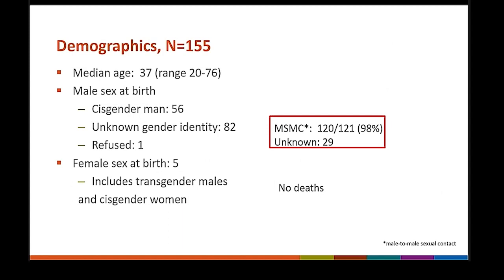We do not know for 29, and again, that is because that information has not been reported to CDC. For female sex at birth, we have had 5, and this includes transgender males and also cisgender women. So we have some in both of those categories. We've had no deaths, and in the United States, we have not had any healthcare personnel who have acquired the infection due to providing care for a patient.